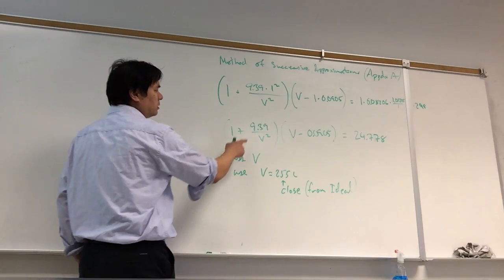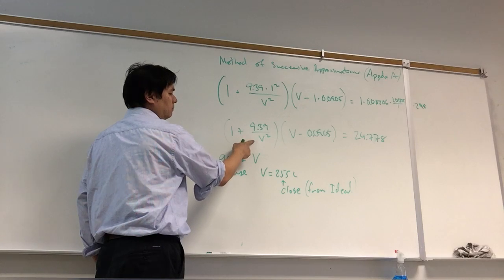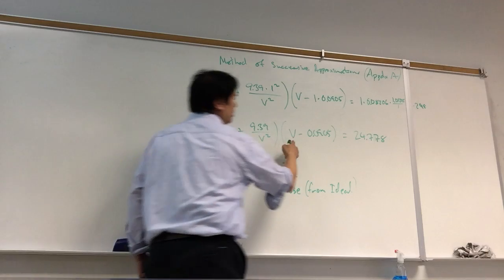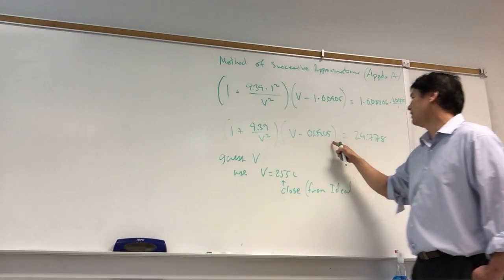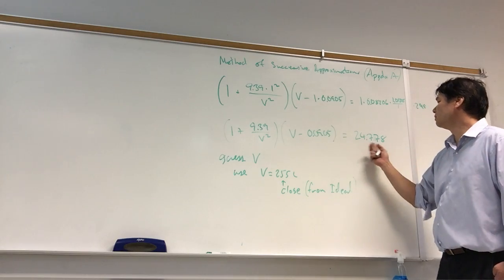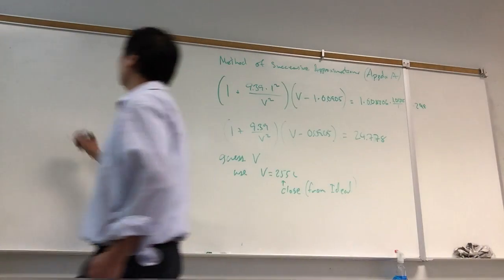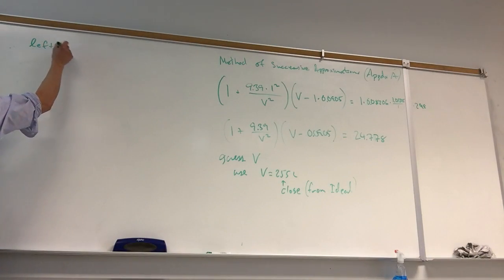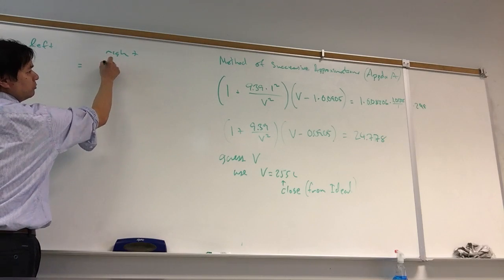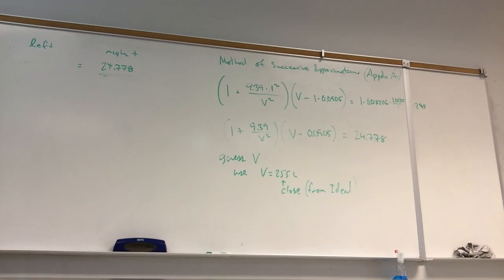And so what you're going to do is 9.39 divided by V squared, plus 1, times the quantity 255 minus 0.0905, which would be 244 point whatever. Does that equal 24.778? No. Okay, so what does it come out to? And so we just compare the left side to the right side. The right side here is 24.778. And so that's our target.